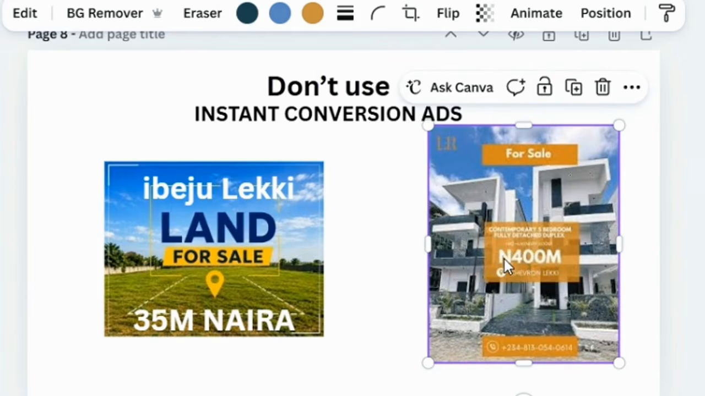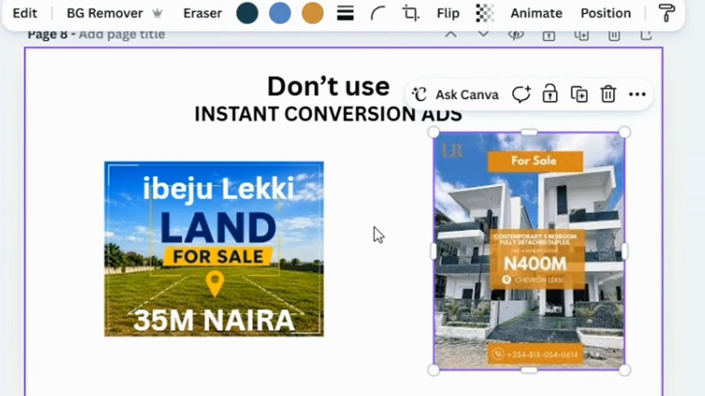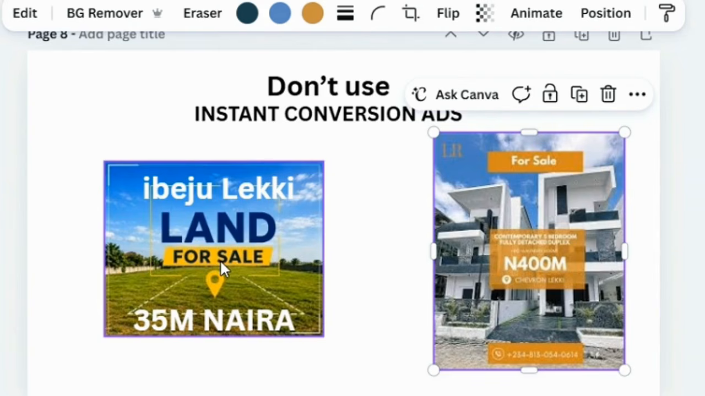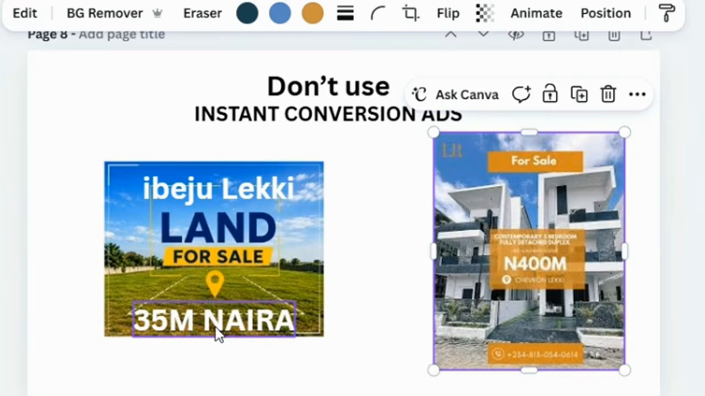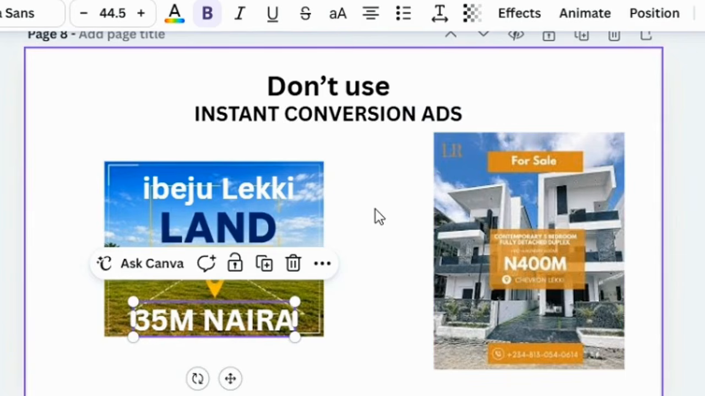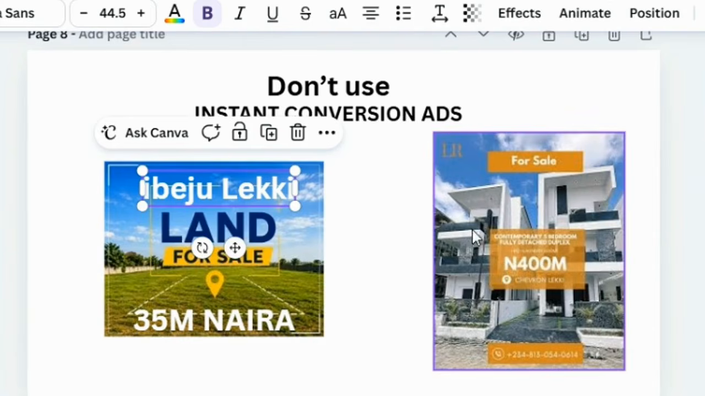So we are not using any creative with a price yet. I'm going to show you where that is going to come in. We don't want to waste our money and get only 2 or 3 leads. So we are not using creatives like this that have prices, even if it's 5,000 naira, 5 million naira, 10 million, 20 million, or 50 million naira stuff. We are not putting the price there.